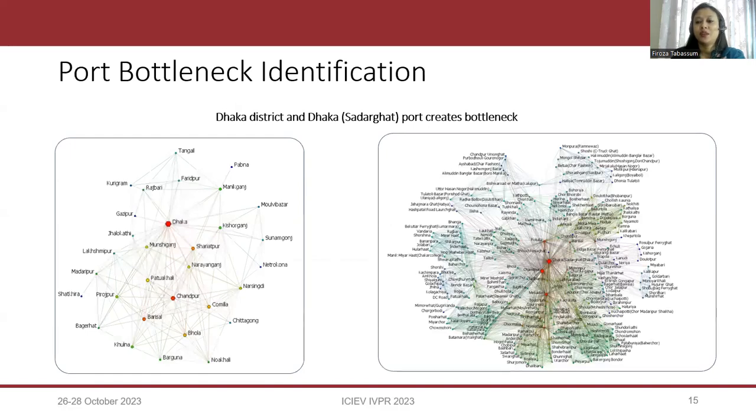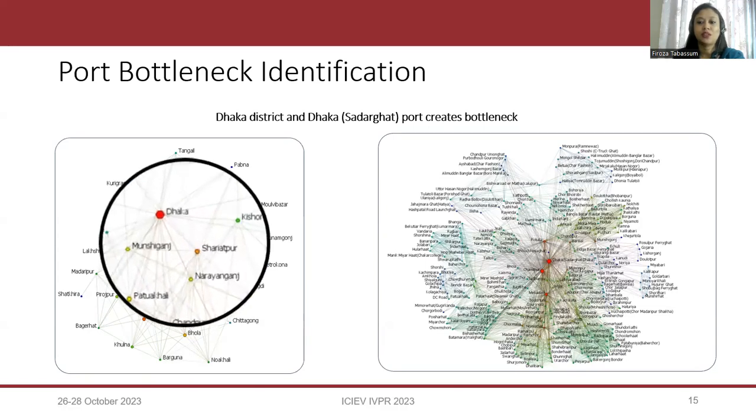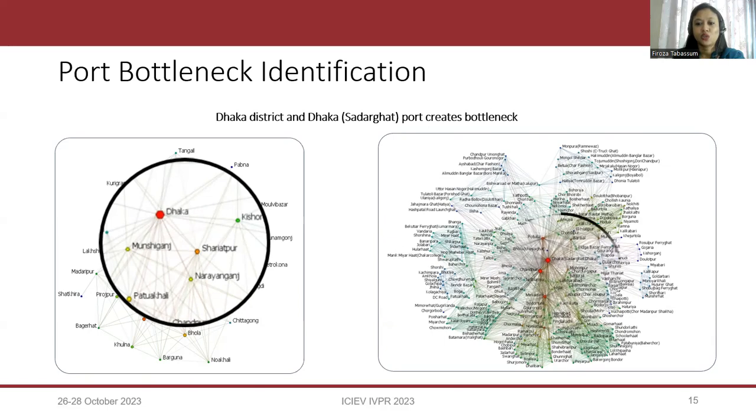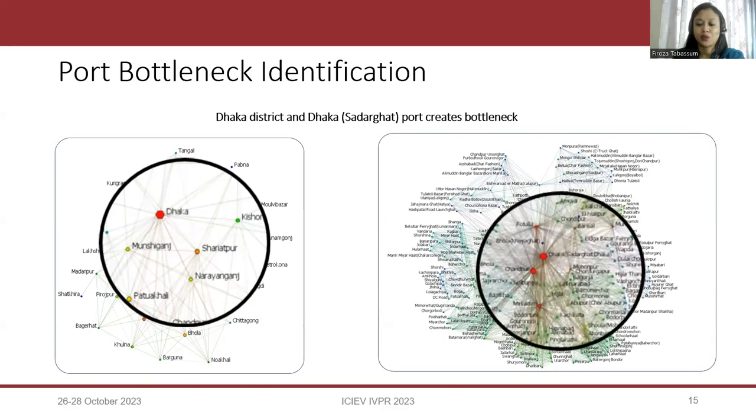We also identified the port bottleneck in the connectivity and vessel augmented networks. We have considered betweenness centrality for the analysis. In the connectivity network, Dhaka port has the highest betweenness centrality value, so it creates a bottleneck. In the vessel augmented network, Dhaka Sadarghat port again has the highest betweenness centrality value, so it creates a port bottleneck.